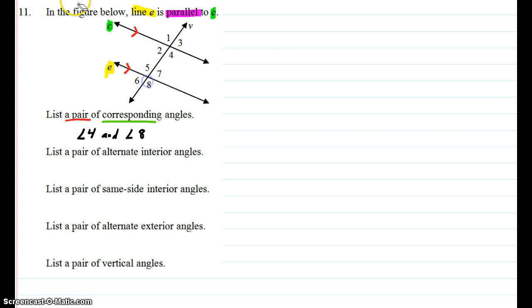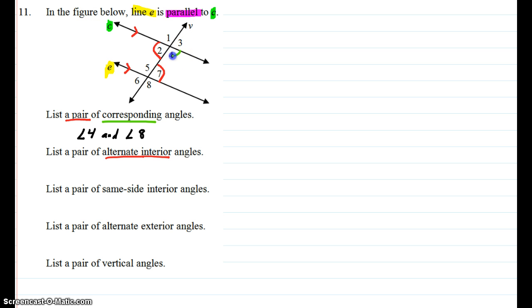So now let's take a look at alternate interior angles. So the word alternate means almost like opposite. So the alternate of left would be right, alternate up would be down, and then the word interior means it's going to be between these two lines. So if I look at angle 2, it's on the left side of this line, so the alternate would be on the right side. And this one's on the top, so the alternate would be on the bottom. So angle 2 and angle 7 are a pair of alternate interior angles.